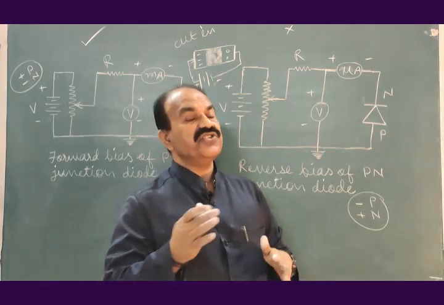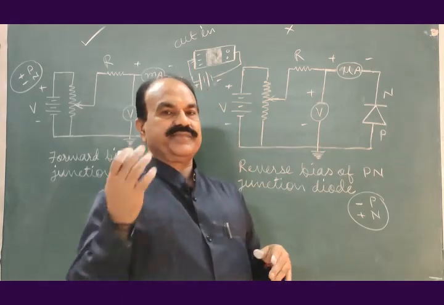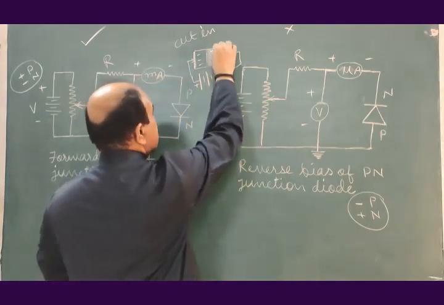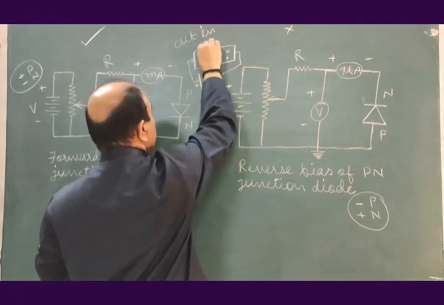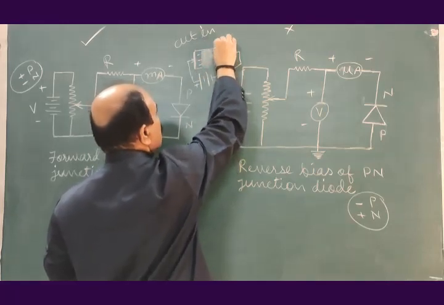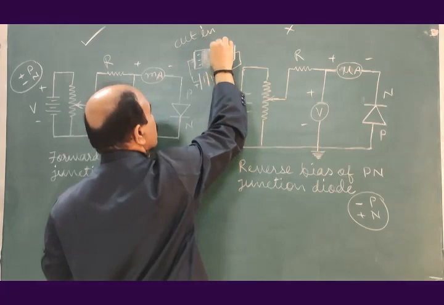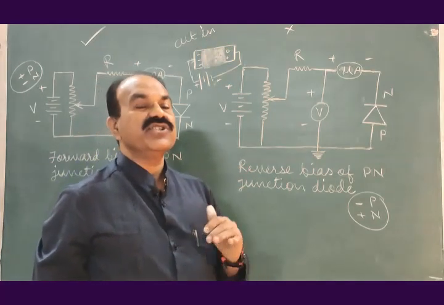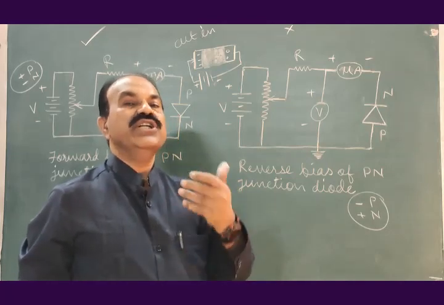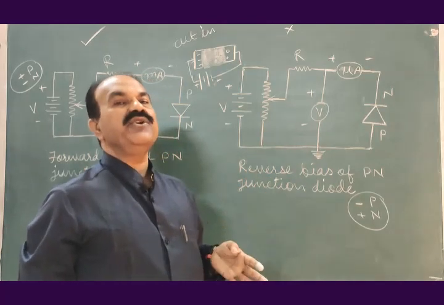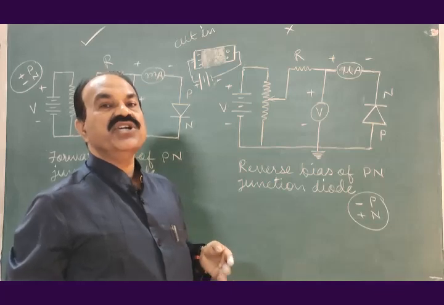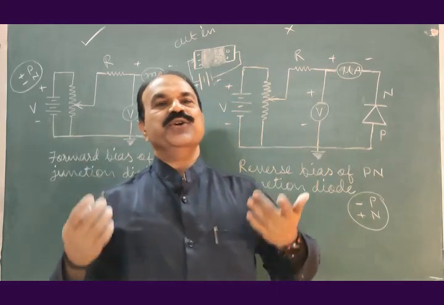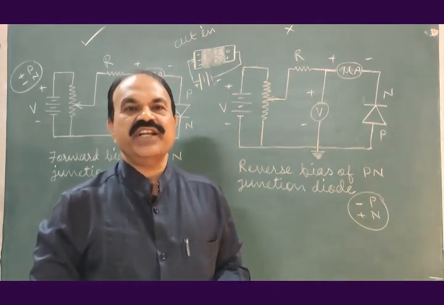If you increase this voltage continuously, a stage will be reached where there will be more and more widening of the PN junction, and after a certain large value of reverse voltage applied to the PN junction diode, suddenly a large amount of current starts flowing through the PN junction diode in reverse bias.